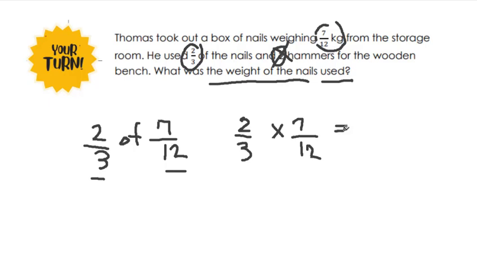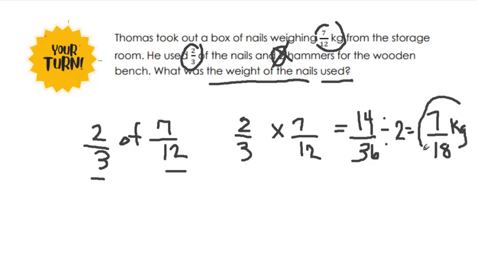Just multiply across. 7 times 2 is 14. 3 times 12 is 36. Now I know both of these numbers are even, so I could probably divide both by 2 right away. I'm just going to do that without even thinking about it and see what I end up with. 14 divided by 2 is 7. 36 divided by 2 is 18. 7 over 18 is your answer, and we want to put our unit of measurement. So that is the weight of the nails that he used in that project. We cannot simplify that anymore. That's as small as it gets.